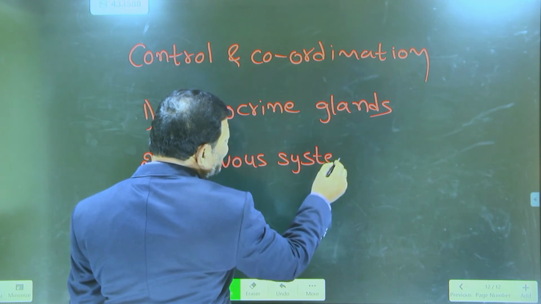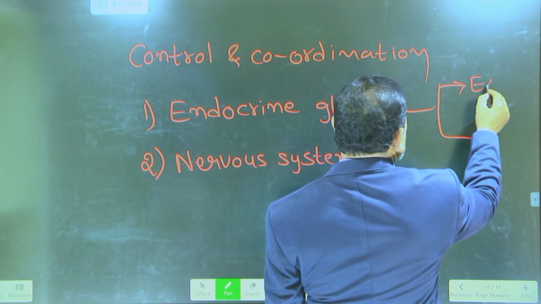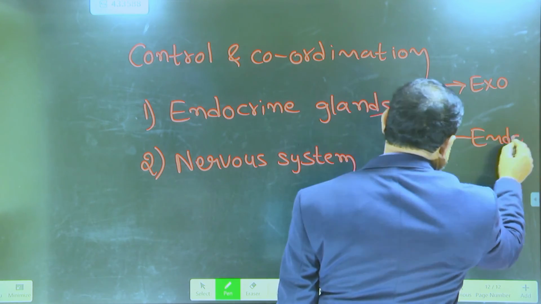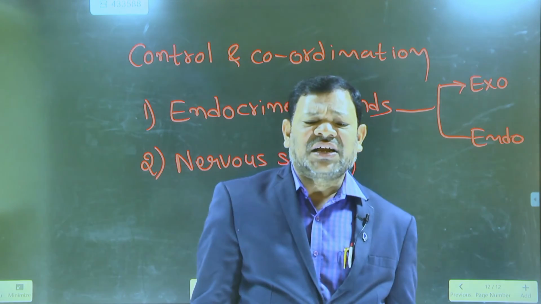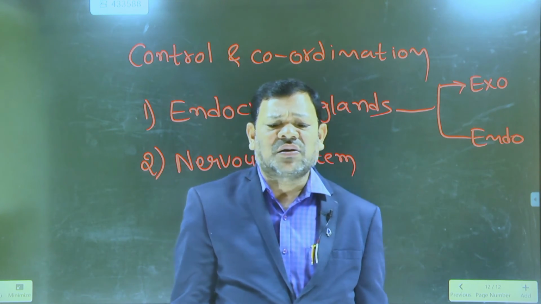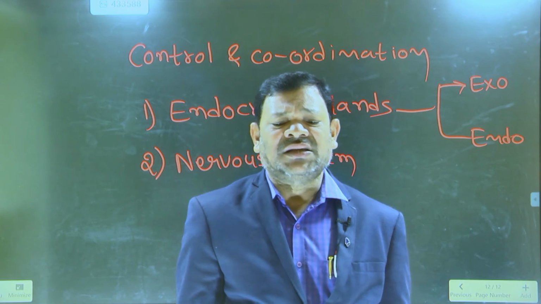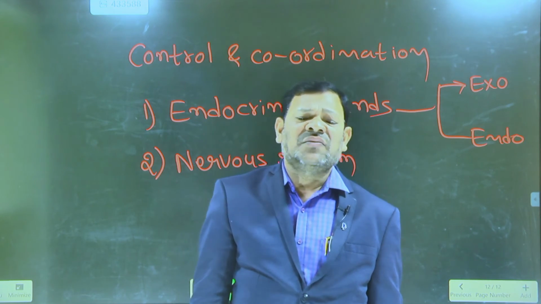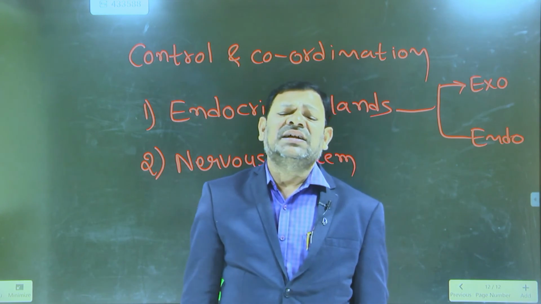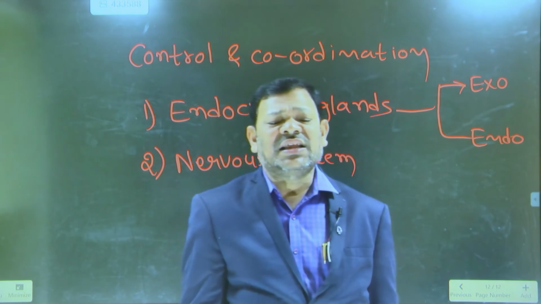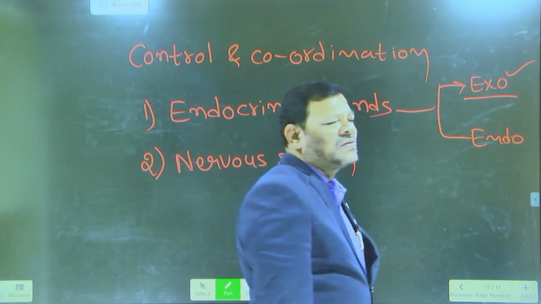Actually, in our body two types of glands are present: the exocrine gland and the endocrine gland. Exocrine glands are associated with the digestive system. Ducts are present, and they release digestive enzymes that convert complex molecules into simple molecules. The salivary gland secretes salivary amylase. The pancreas secretes pancreatic juices. The liver secretes bile juice, but there is no digestive enzyme in it. The small intestine secretes intestinal juices. Exocrine glands are all associated with the digestive system.